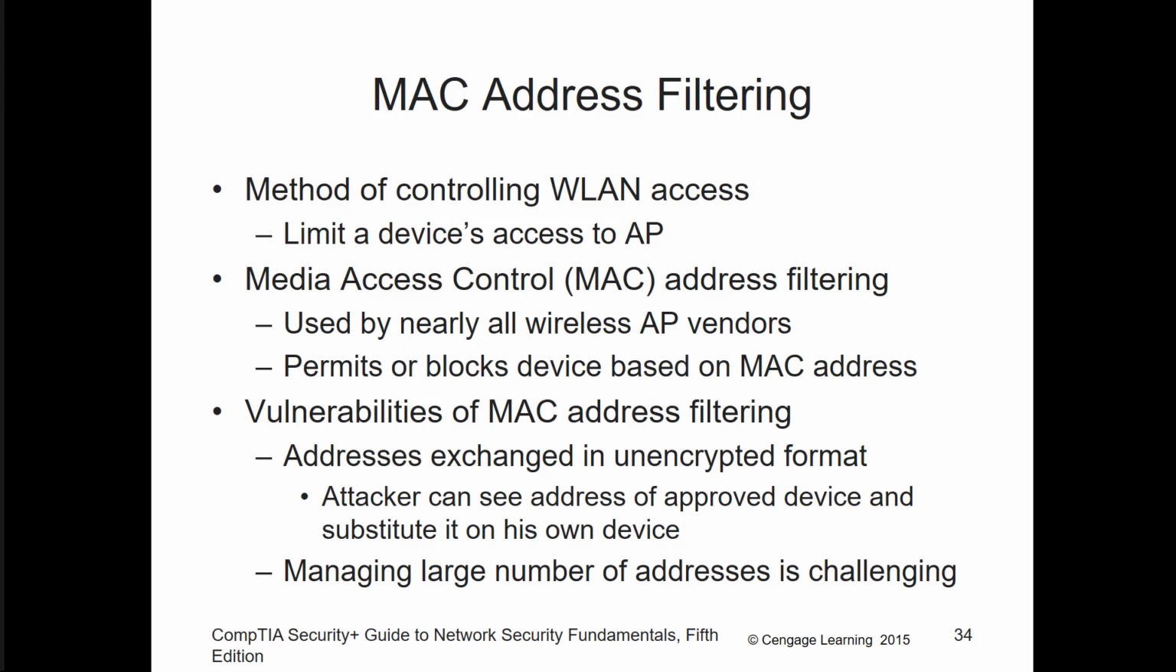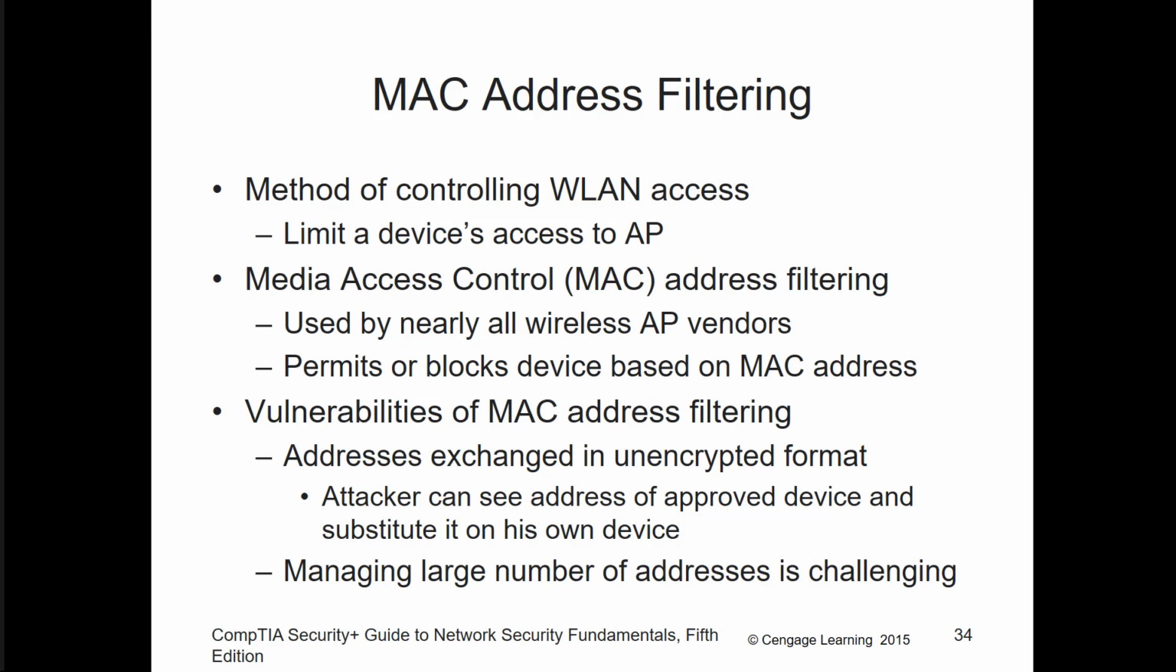We can talk about methods of controlling access to the access point in the form of a MAC address filter. MAC addresses are a layer 2 address, and you can limit device connections to an access point via a MAC address. The vulnerability of MAC address filtering is that addresses are exchanged in unencrypted formats, so you can always spoof a MAC address that is allowed on the network. Also, as you grow, managing larger numbers of addresses becomes more and more challenging.